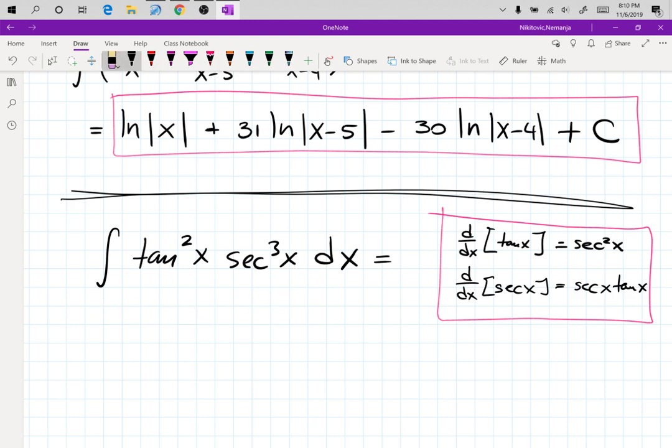The second one, I have to keep secant x tangent x in a bank. So if I peel off secant x tangent x in a bank for du, then what's left for me is tangent x secant squared x. Well, I can only have secants, and I can't transfer single tangent into secants. So again, the basic U substitution doesn't work, doesn't apply.